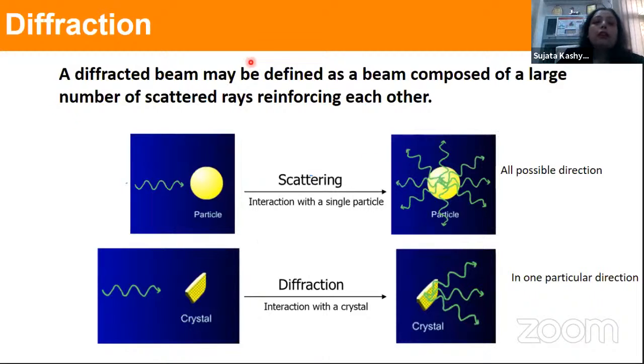Whenever radiation or X-ray falls on a particle, it gets scattered in all possible directions. But because of the presence of certain planes in the crystal, when X-ray falls on the crystal, the scattered rays reinforce each other to align in one particular direction.